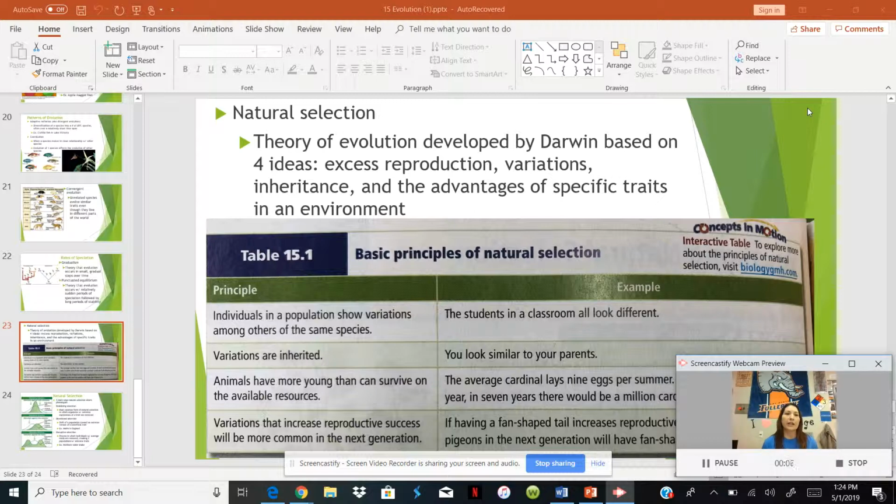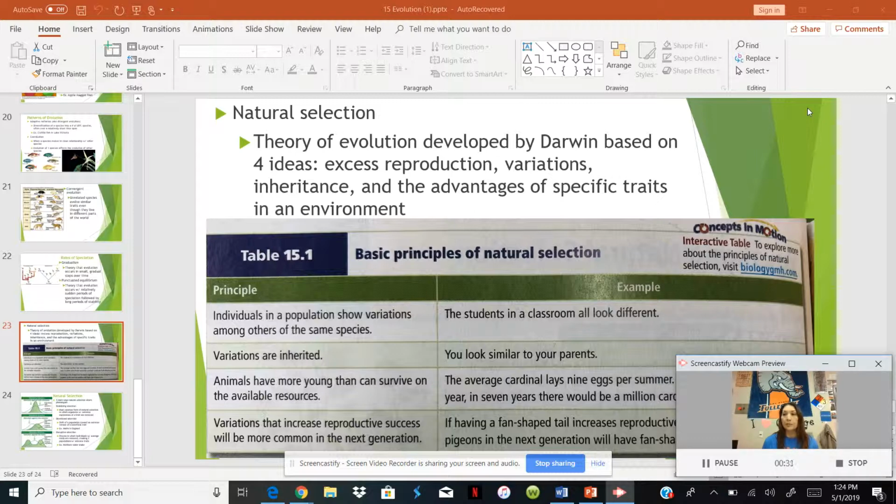We are going to be talking about evolution, or actually reviewing natural selection in terms of evolution, and then talking about the lab activity that we are going to be doing in class tomorrow. First off, let's review what natural selection is. This was the idea that Darwin proposed after his voyage on the HMS Beagle.